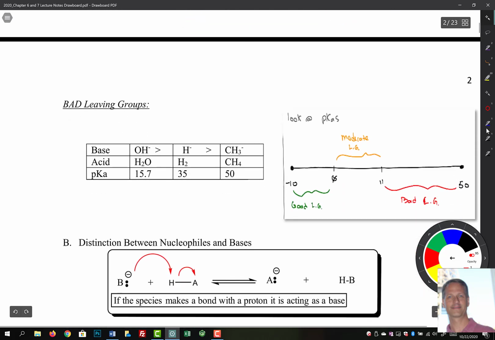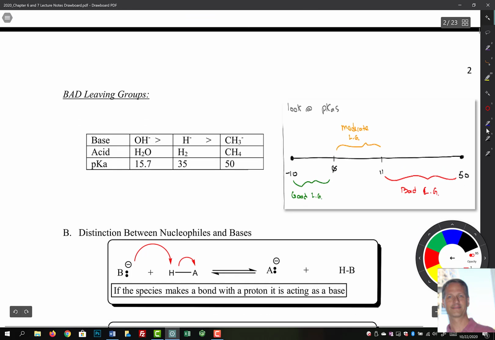Now, what about bad leaving groups? There are some things that are just bad that we're not going to kick off, and specifically we're looking at substitution type reactions. We do see, for example, hydroxide as a leaving group in second semester, but it's not part of an SN2 type of reaction. Hydroxide is a bad leaving group for substitution, and that's again because of its pKa. It comes from water, so water is the acid that gives you hydroxide, and H2O has a pKa of 15.7. We know from general chemistry, hydroxide is basically a strong base.